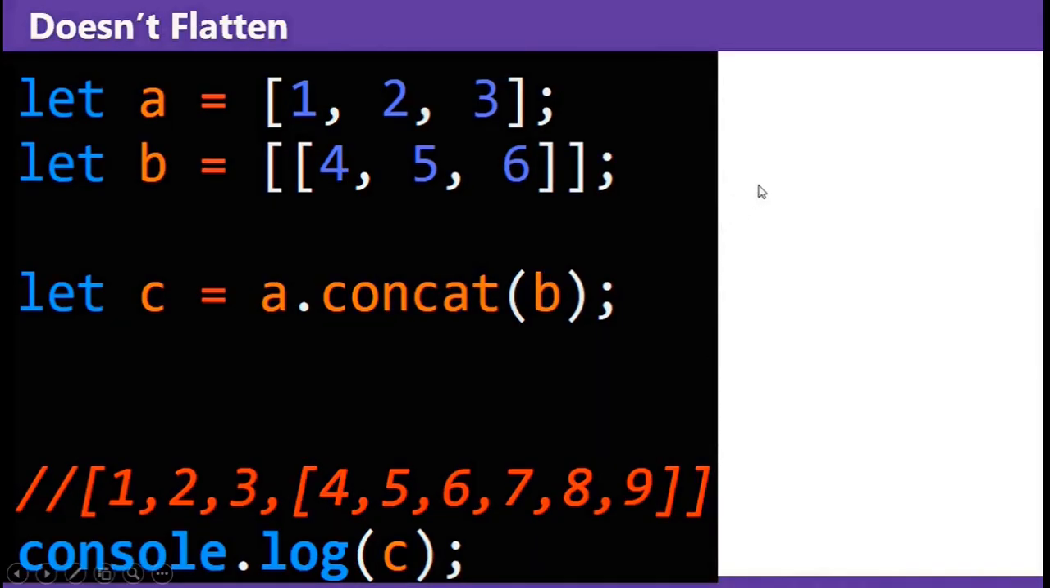The only thing to worry about with the concat function is that it doesn't flatten out arrays that are more than one level deep. In this case, because array B was 2 levels deep, it was added to the C array as an entire 1D array, rather than all of B's elements being in the array individually.